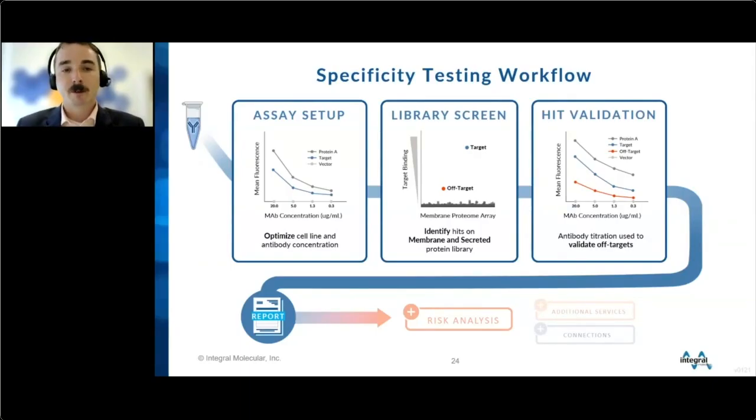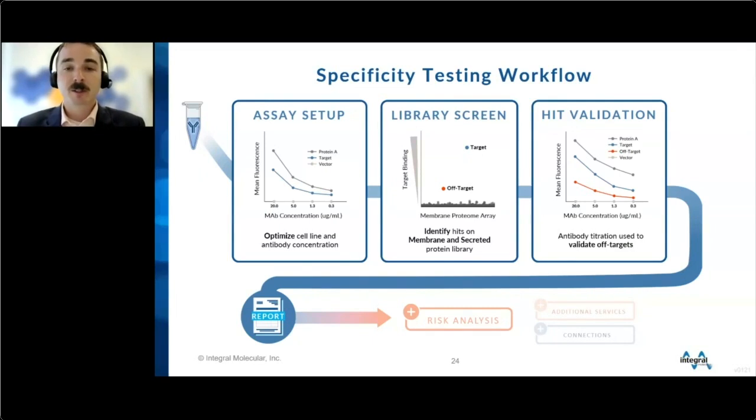When we receive that at our facility in Philadelphia, we'll first conduct an assay setup experiment to create an optimized cell line and antibody drug concentration to move forward to screening. We're testing in parallel across 2 different cell lines in 4 different concentrations, using positive and negative controls to then identify low background and binding to your known target so that we can then move forward and screen using that concentration and cell line in our 6,000 proteins.